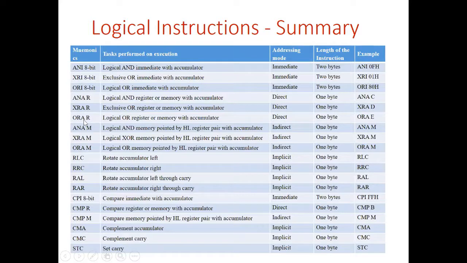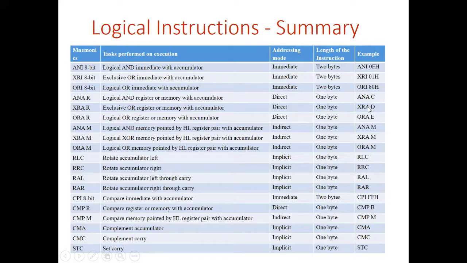Now for OR operation, it is ORA, any register. Suppose ORA B or ORA E, means OR operation between the content of accumulator and the content of E register, and the result will be stored in the accumulator. XRA means XOR operation. XOR operation will be performed between the accumulator content and the specified register. Here it is used as D. So the XOR operation will be performed between accumulator and the content of D register, and the result will be stored inside the accumulator. Okay, so these are register to register operations.